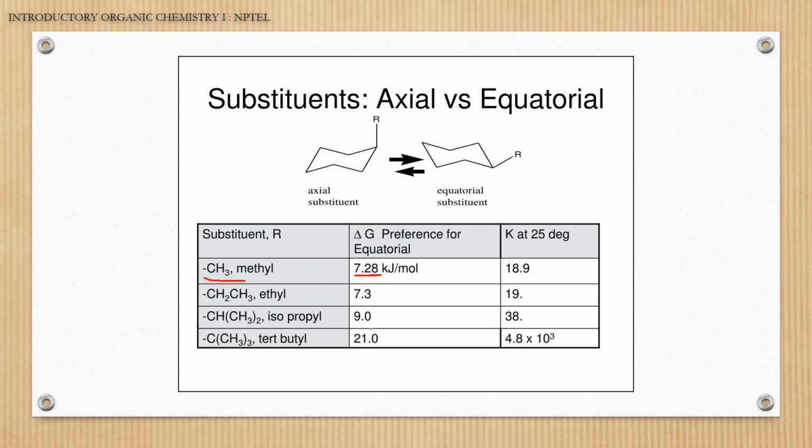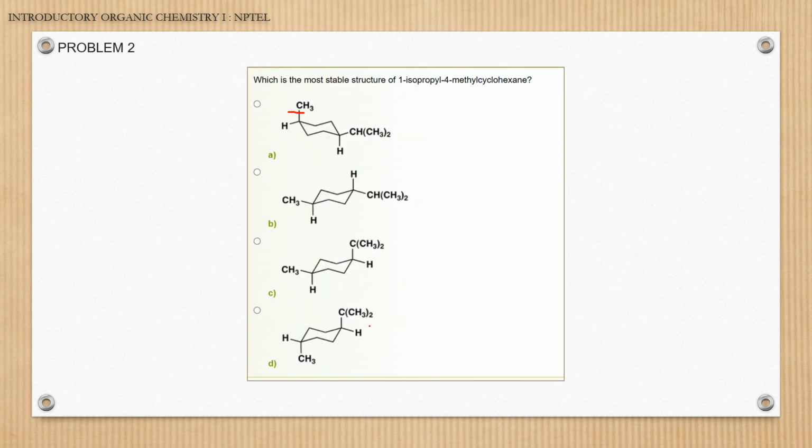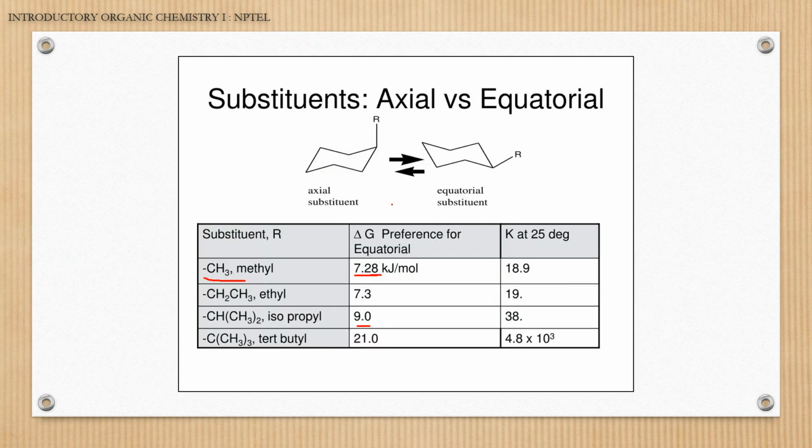whereas for the isopropyl group, the preference for the equatorial position is 9. So you can see that it is a bulkier group than methyl. So that is why it prefers to be in equatorial position more than the methyl. I'm not saying that methyl does not favor the equatorial position, but if you compare between the two, you will find that as you go down in the table, the bulkiness of these groups increases, so their preference to be in the equatorial position increases.